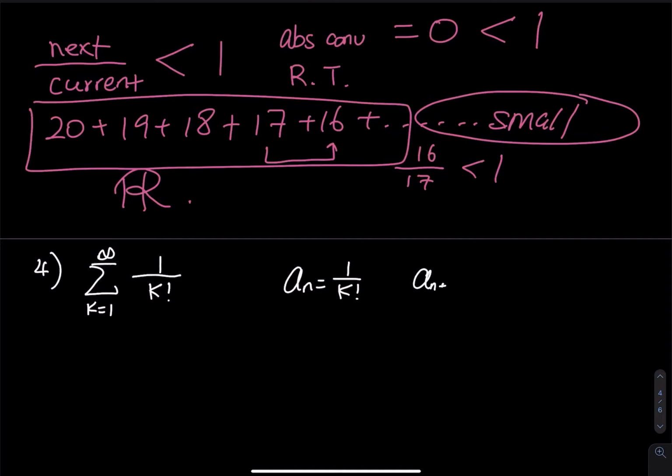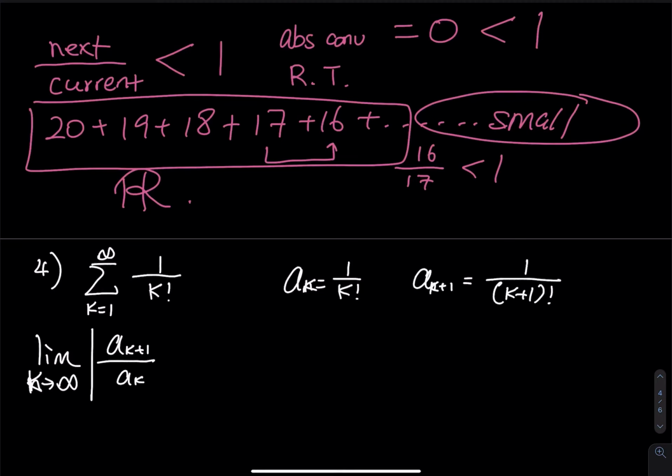And then a_(n+1) is not really n plus 1, that would be k plus 1. All right, I will change that to a_(k+1) and a_k. So that will be 1 divided by (k plus 1) factorial. And then we do the limit as k approaches infinity of a_(k+1) divided by a_k. That is the limit as k approaches infinity of 1 divided by, I will not write the factorial for now.